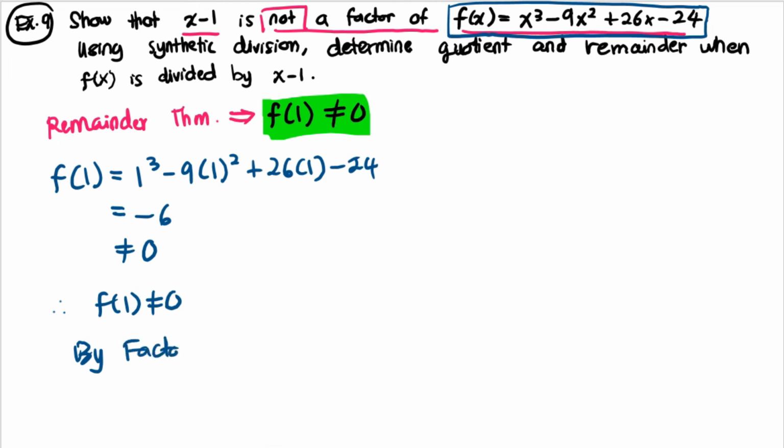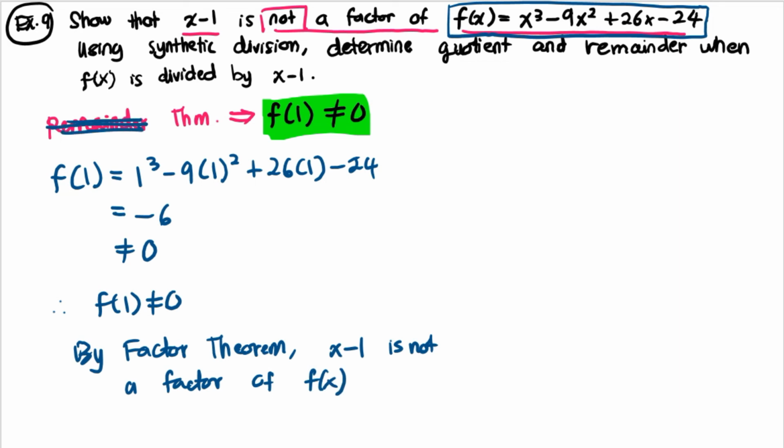By the factor theorem, x minus 1 is not a factor of f(x). So you have to use the factor theorem. This is not the remainder theorem, you have to use the factor theorem.